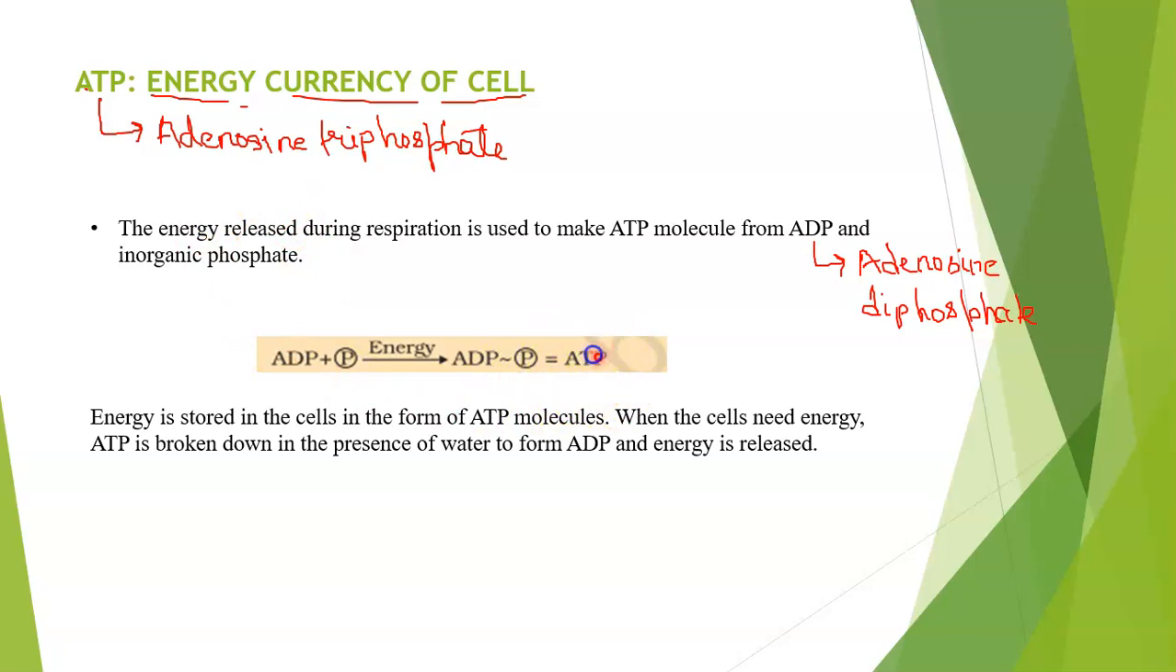Now this ATP will be stored in cells as an energy source. Whenever the cells require energy, this ATP will be broken down in the presence of water to form ADP, and energy is released.